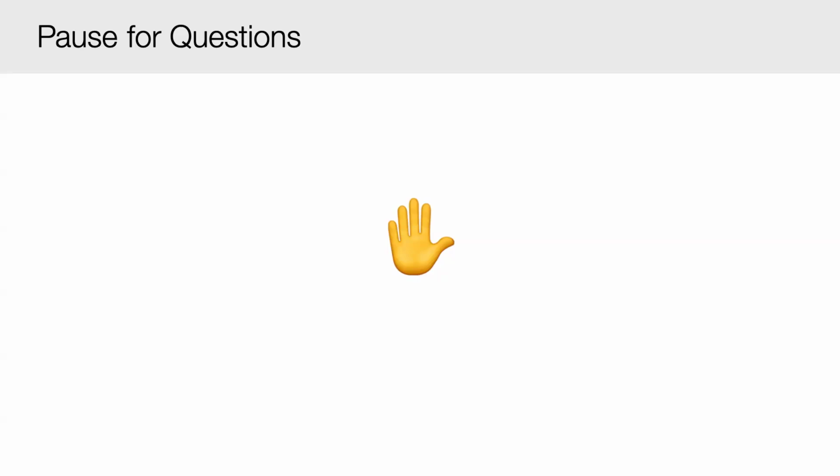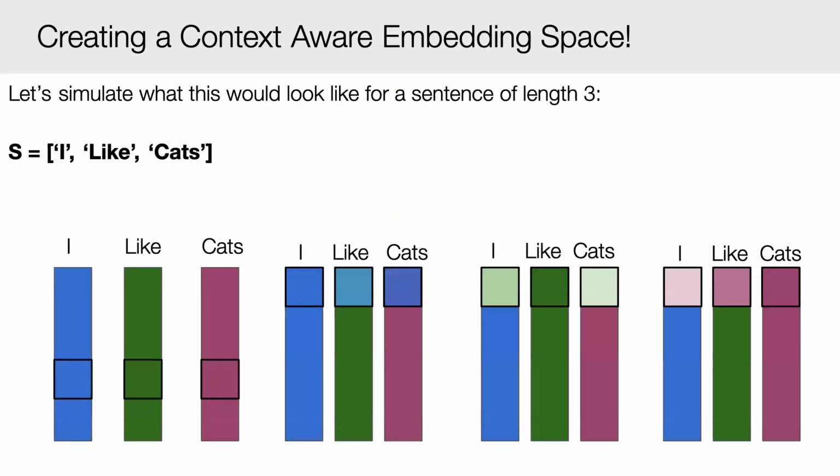Anyone else? Are we good? Okay, cool. All right, so let's simulate what this looks like for a sentence of length 3. Like I said before, we want each of our words to take a subspace and send it to each of the other words, because we're trying to create context-aware embeddings for all the words, not just for one. So we'll take some subspace from "I", from "like", from "cats", and project that into a different subspace for each of the words in "I like cats".